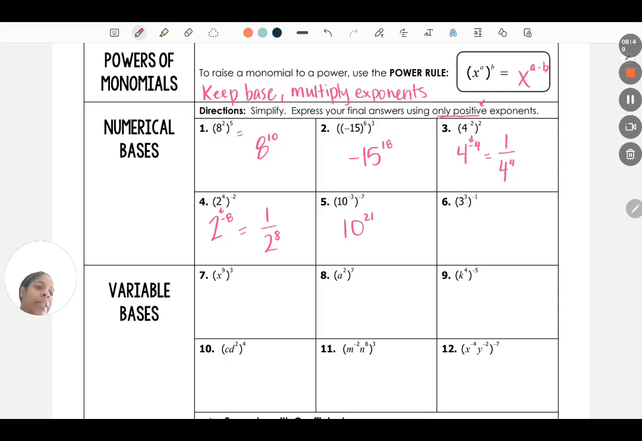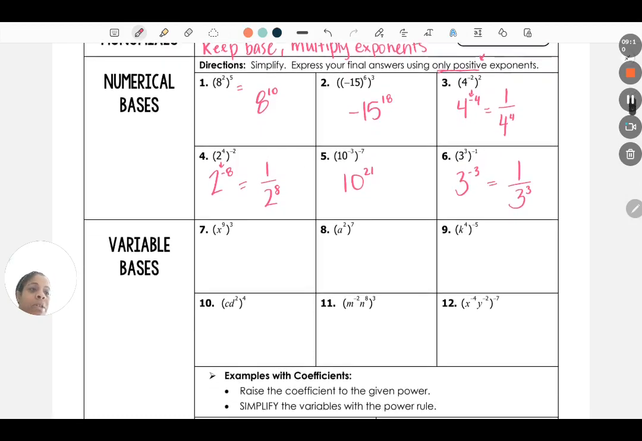All right, 3 raised to the power of 3, and then that raised to the power of negative 1. 3 is going to be my base, and 3 times negative 1 is negative 3. Can't leave it as a negative exponent, so that becomes 1 over 3 to the 3rd power. Cool, that was easy. Numerical bases.